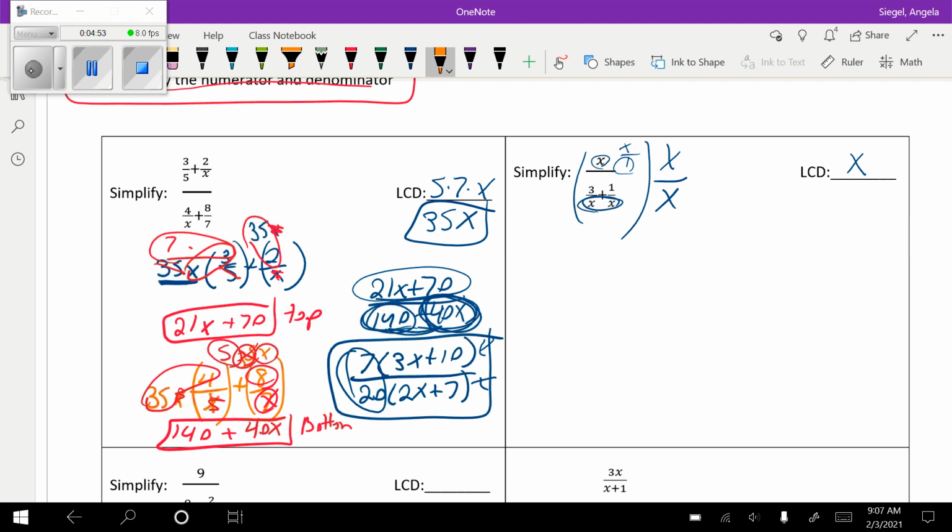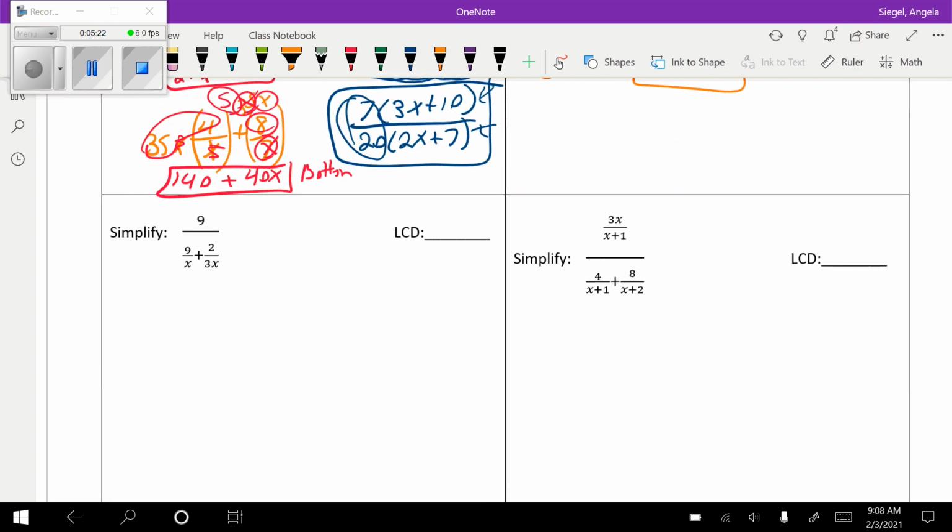So on the top, I have x times x, which is x squared. And then on the bottom, I'm going to multiply both of these by x. So what happens is these cancel out, and I get 3. These cancel out, and I get 1. So this is going to end up really nicely: x squared over 4.